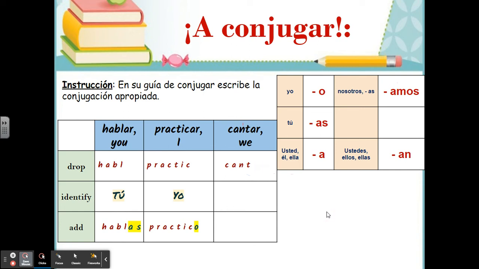Last one, take off your ending, cantar. We know nosotros is doing it because we know we means nosotros. And the ending, you look at your chart, should be cantamos. Okay? Cantamos en la clase de música. We sing in a music class. Cantamos en el carro. We sing in the car. Okay, so pause this here, if the Nearpod lets you pause, I hope it does, and then fill in the chart.